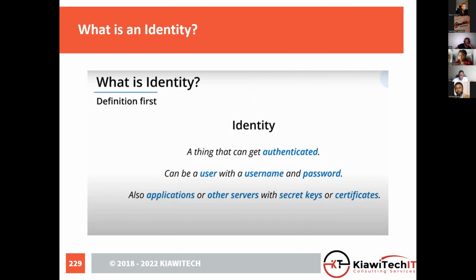It can be a username, right? It can be a user which gets authenticated through what? A username and a password. That is an identity. A user. You can only be authenticated if you provide me the right username and the password. Well, an identity can also be an application. For you to authenticate, you will need secret keys or certificates to get authenticated. All right. So that's also what we call identity.